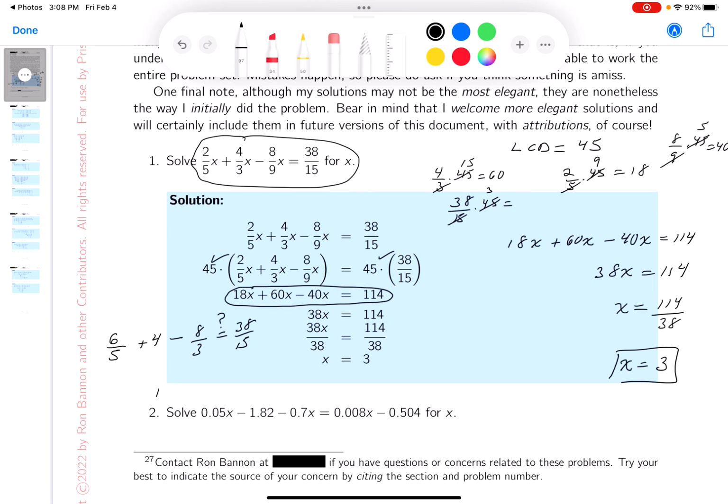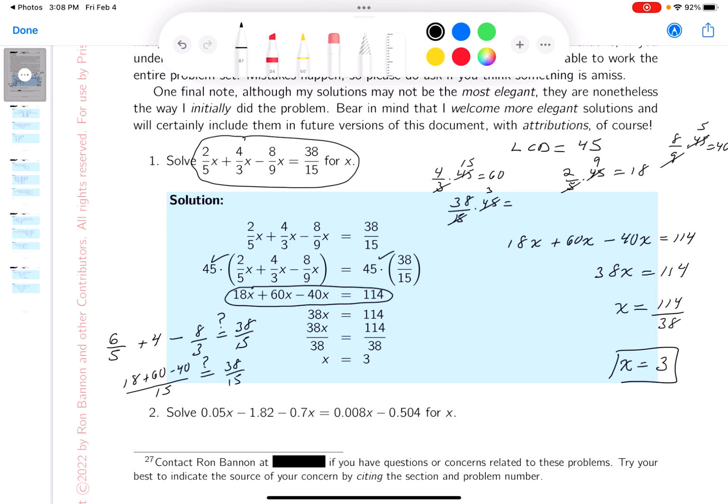Well, on the left side, the LCD is 15. Again, I'll still put the question. I wonder, is it true? And what do you get there? Well, let's take a look. That would be 18 and 60. And then minus 40.